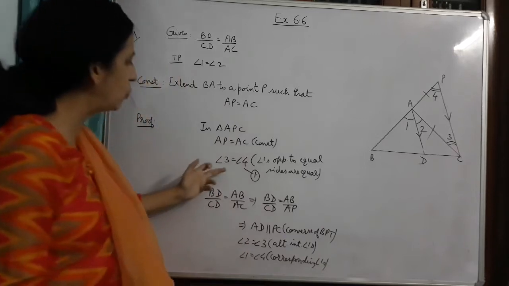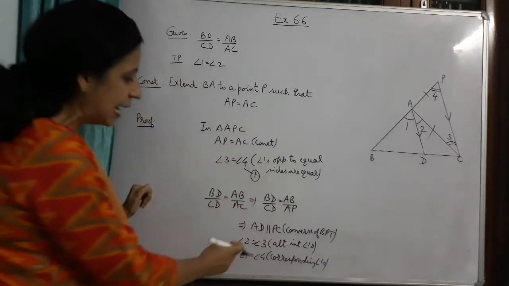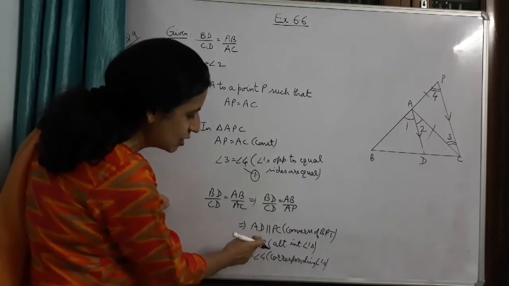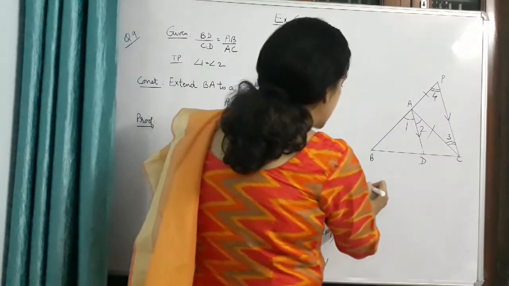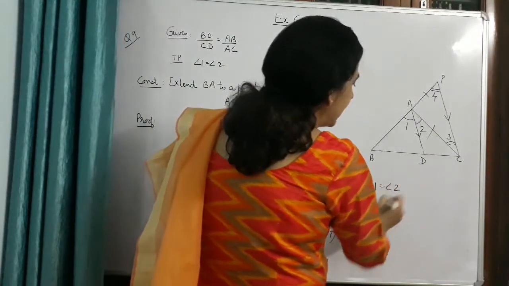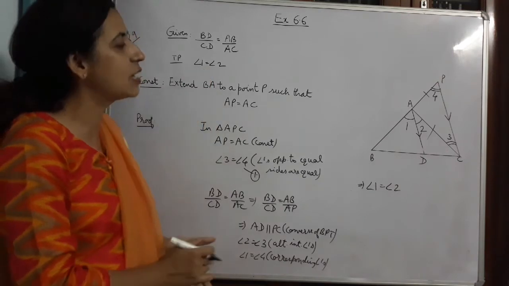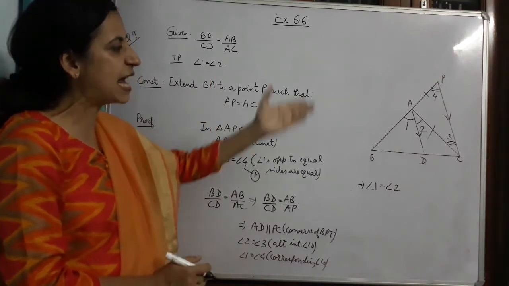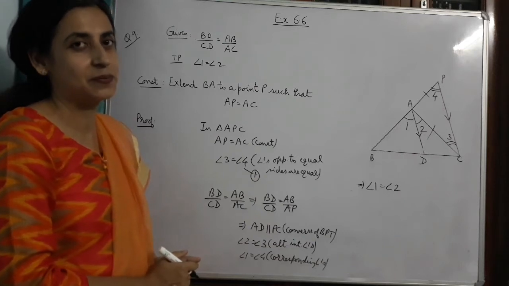But from equation 1 we have already proved that angle 3 is equal to angle 4. So the right hand sides are equal. So this implies that the left hand side will also be equal, and we obtain that angle 1 is equal to angle 2, that is AD is the bisector of angle A.